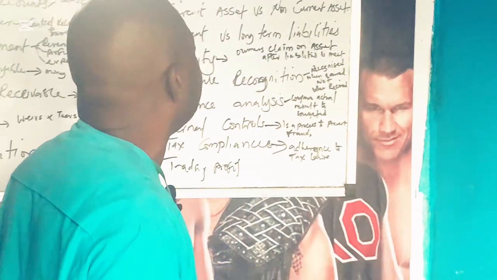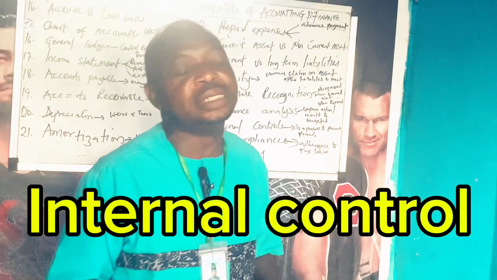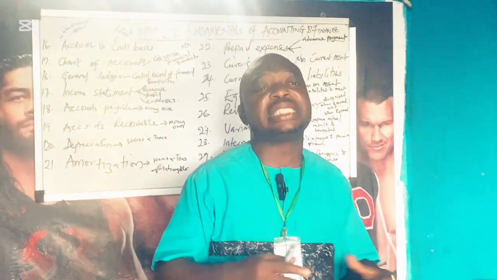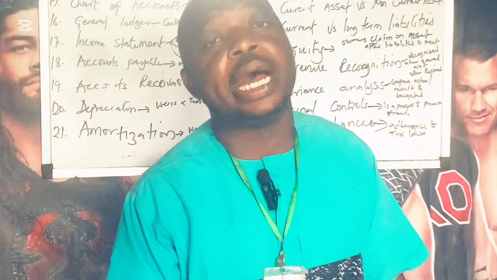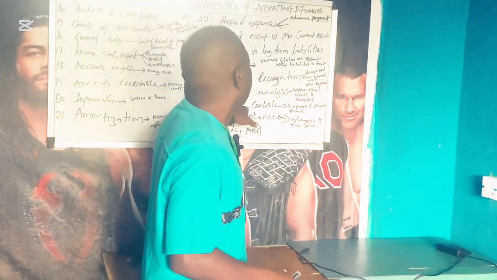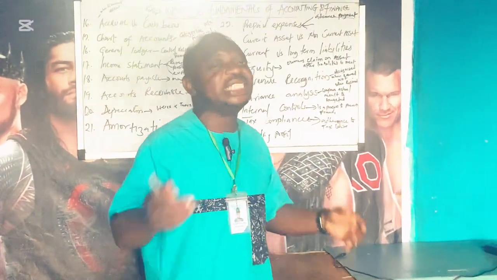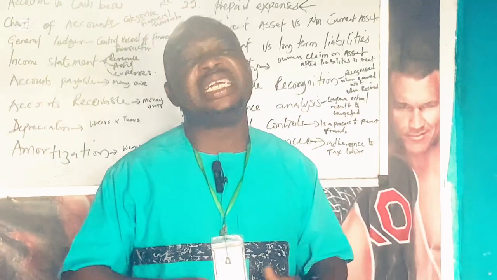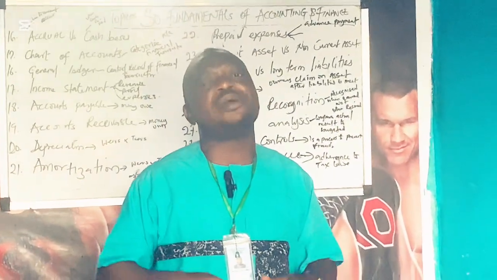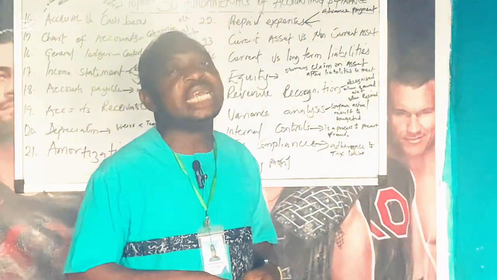Then we have internal control. This is a mechanism that we use in accounting to control fraud and errors in our organization. Internal control is headed by an internal auditor and an internal financial controller. Internal control is a process of preventing fraud, mistakes and errors. There is a difference between fraud, mistake and error in accounting. I'm going to tell you all about it on this channel.